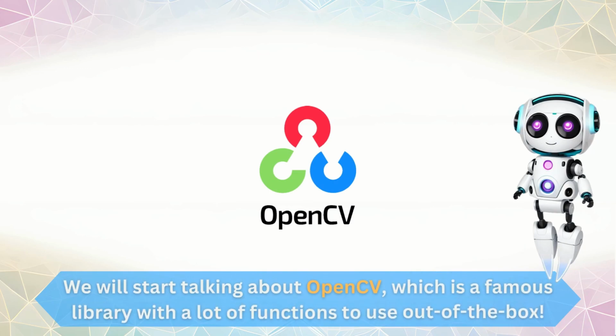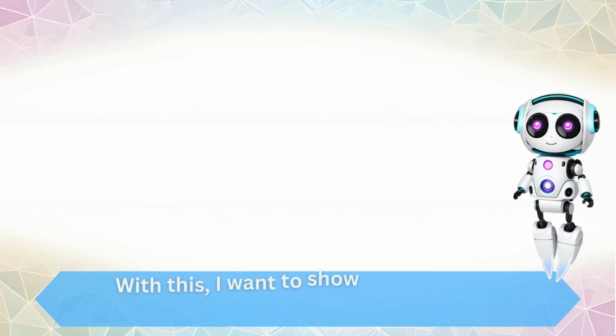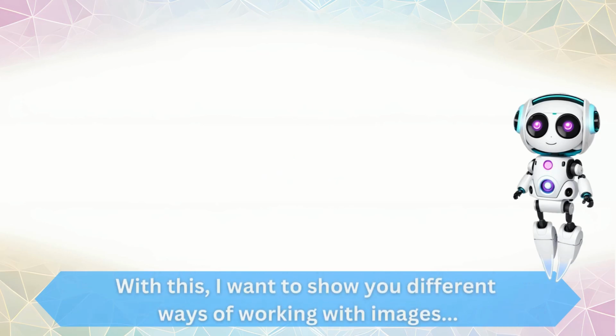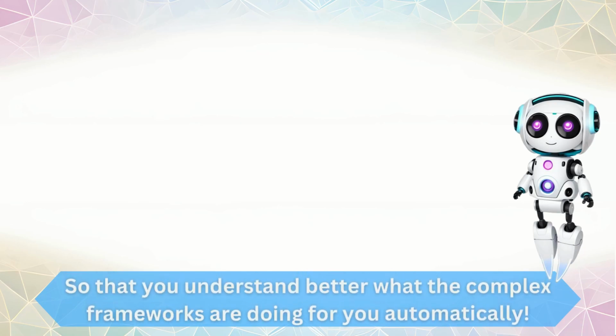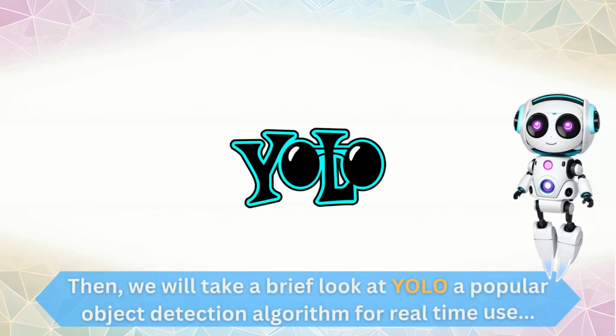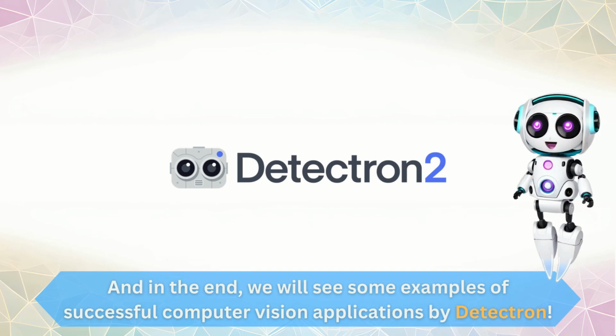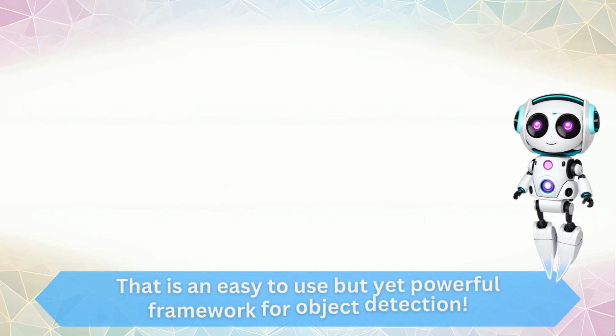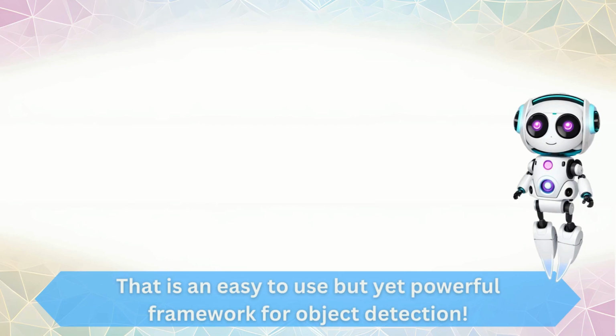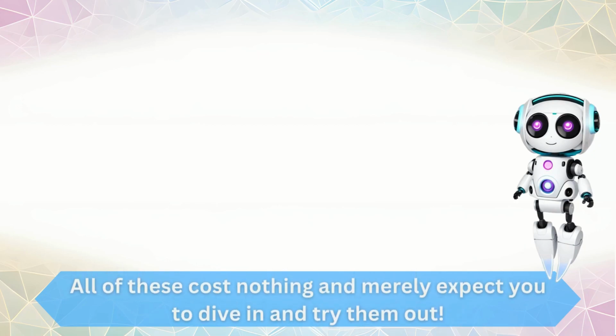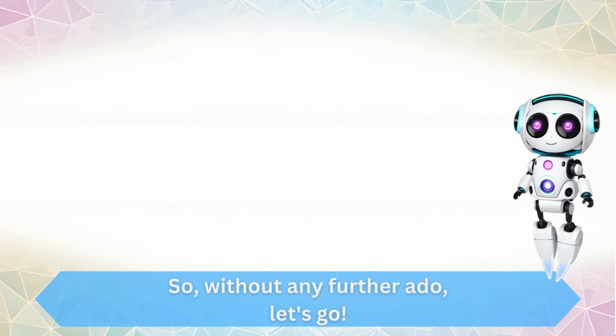We will start talking about OpenCV, which is a famous library with a lot of functions to use out of the box. With this, I want to show you different ways of working with images, so that you understand better what the complex frameworks are doing for you automatically. Then we will take a brief look at YOLO, a popular object detection algorithm for real-time use. And in the end, we will see some examples of successful computer vision applications by Detectron. That is an easy-to-use but yet powerful framework for object detection. All of these cost nothing and merely expect you to dive in and try them out. So, without any further ado, let's go.